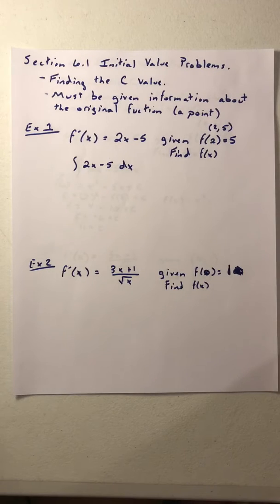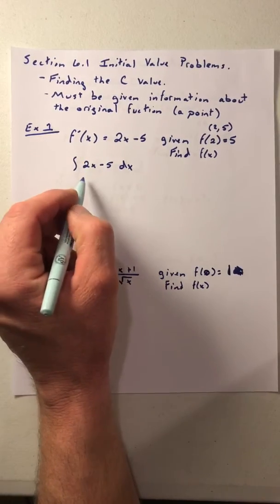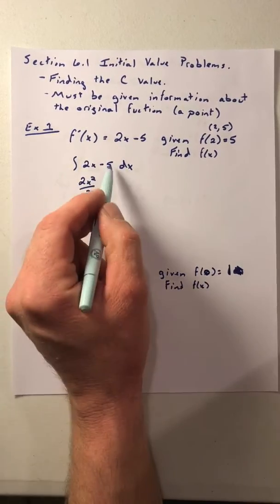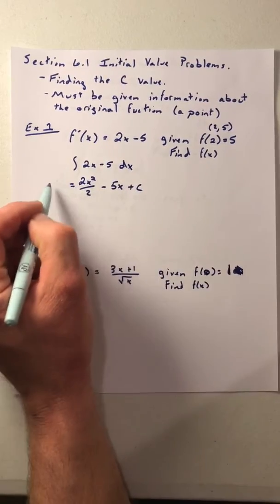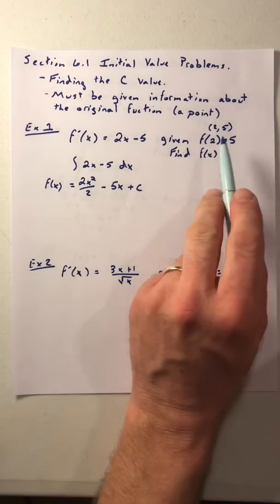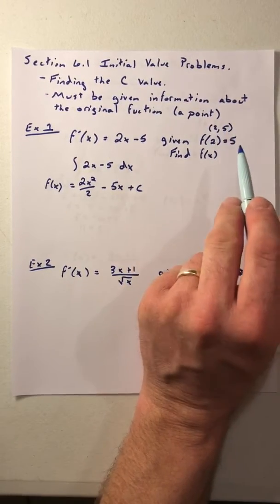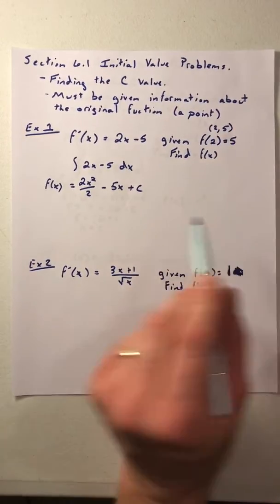And I put the dx on there because we're doing an integration, and we know our variable of integration is x. If I go ahead and integrate 2x, I can do that. I end up with 2x squared over 2 minus the integration of 5 is 5x plus c. And that gives us our original function f of x. But I can find that c value because I know something about the original function. I know the original function went through the point (2, 5).